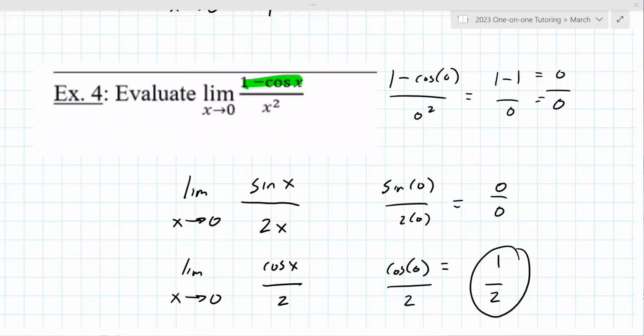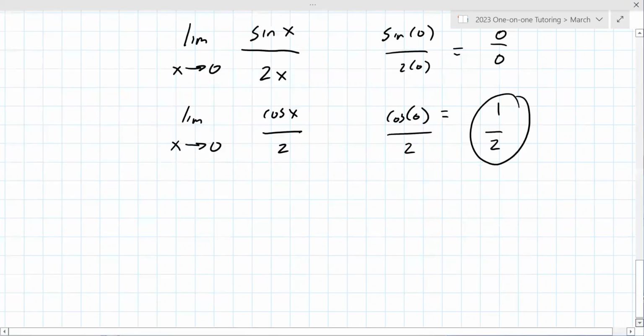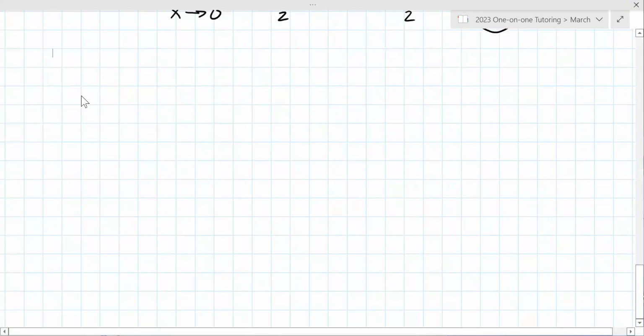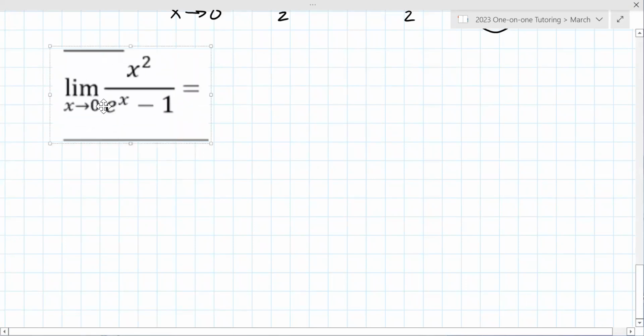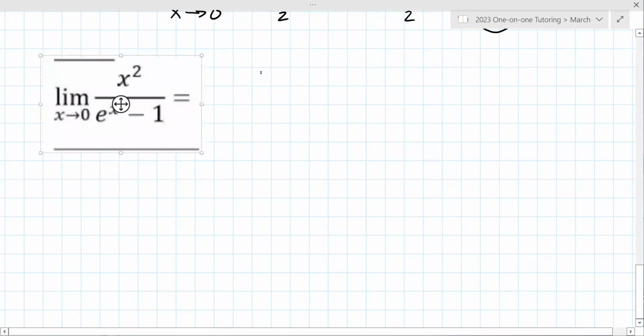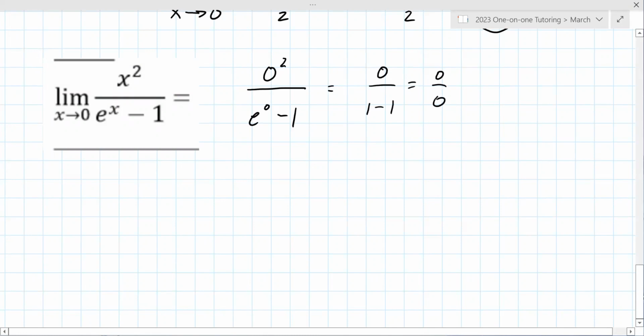Now, for example 5, I find it's better to just do the problem and then go back and compare your work to theirs rather than trying to find the mistake. Plus, it'll give us more practice using L'Hopital's rule. So this is 0 squared over e to the 0 minus 1, which is 0 over 1 minus 1. It's 0 over 0. It's indeterminate form, right? So you got to take a derivative. What's the derivative of the numerator? It's 2x. Derivative of the denominator is just e to the x.